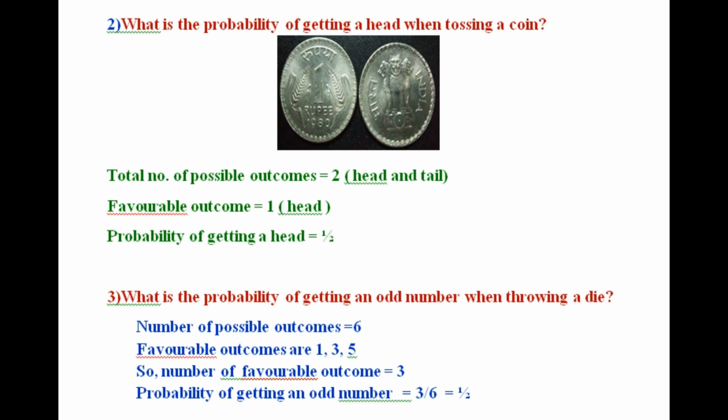Therefore, here the number of favorable outcomes is 3. Therefore, the probability of getting an odd number is the number of favorable outcomes, that is 3, divided by the total number of possible outcomes, that is 6. Therefore, 1 by 2.